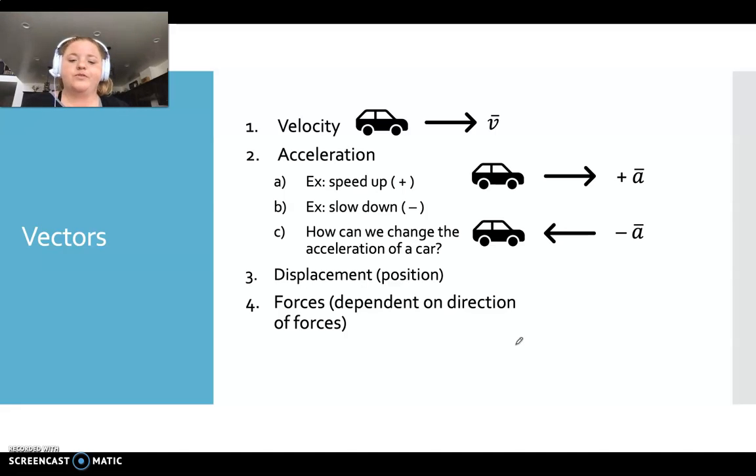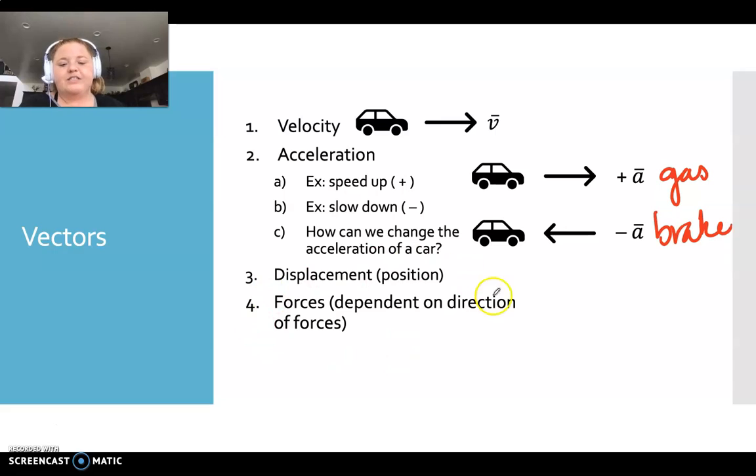One question I wanted to pose to you is, how can we change the acceleration of this car? Just in general, how can we change the acceleration of a vehicle? How can we speed up or slow down? That would be using the gas or the brake, right? So it's thinking about these everyday scenarios and putting them to good use.